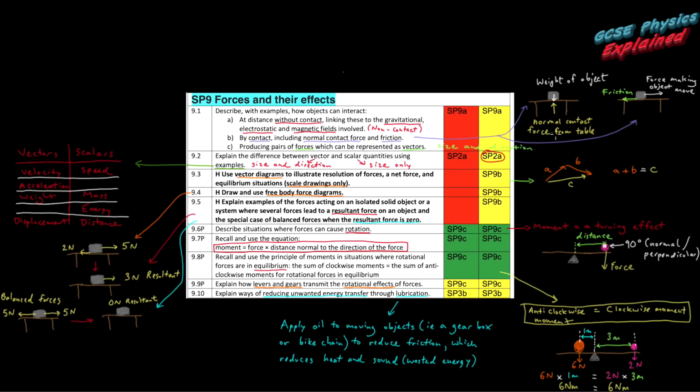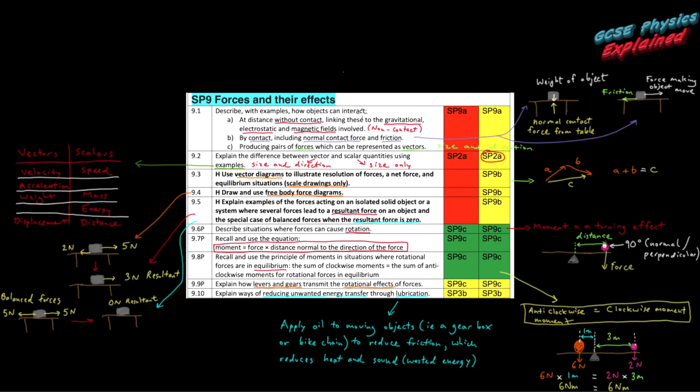Describe with examples how objects can interact by contact, including normal contact force and friction. Well, a normal contact force is in response to the weight of an object pushing down onto a surface, and it's normal, which means it's at 90 degrees to the surface, and friction would be represented like this. So if the object was moving across to the right, then it would be opposed by friction, which is acting horizontally over to the left.